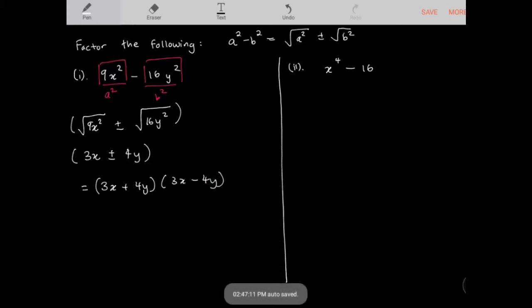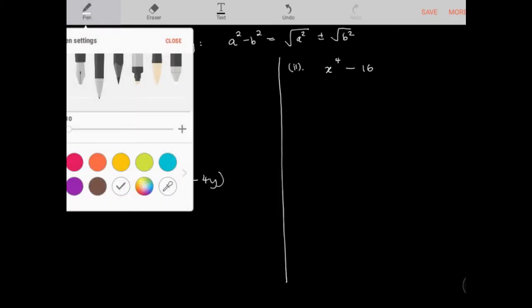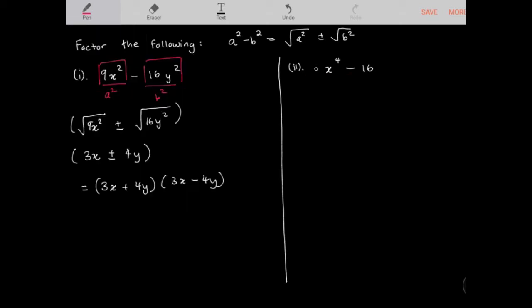Let's take a look at example 2. Now this one's a little bit trickier, but you can still employ the same notion. You can notice here that there isn't a square anymore, it's the power of 4. Well, I want to write this in the form of a squared minus b squared. So I want to make this a squared, and I want to write this as b squared. You can write x to the power of 4 as x squared squared, so you need to write both of these as a square. And you can write 16 as 4 squared.